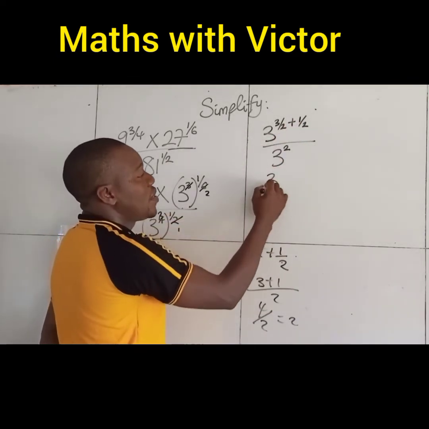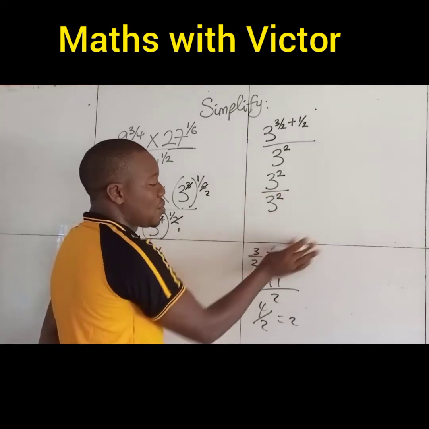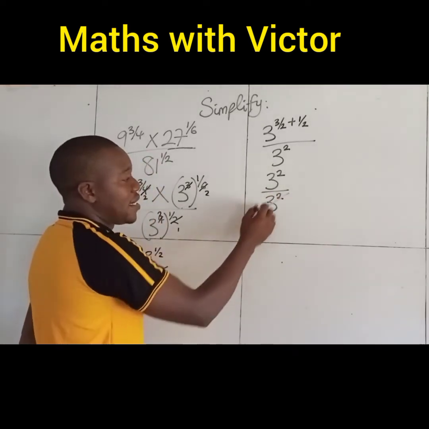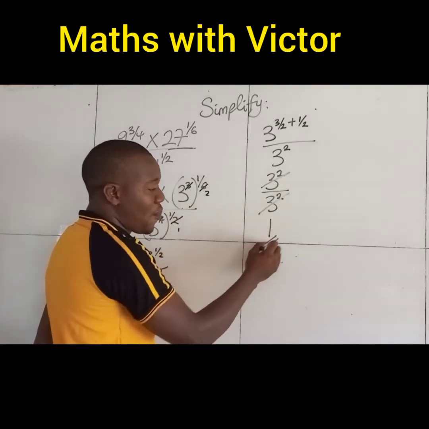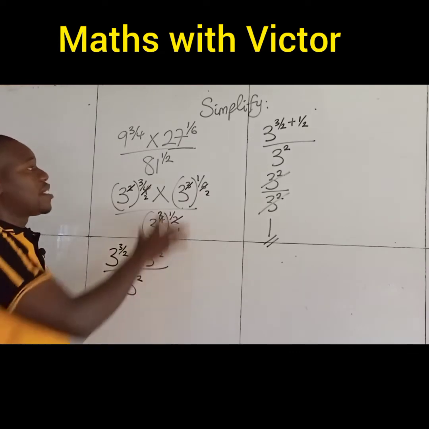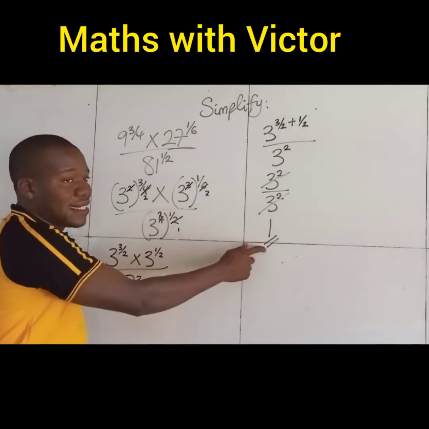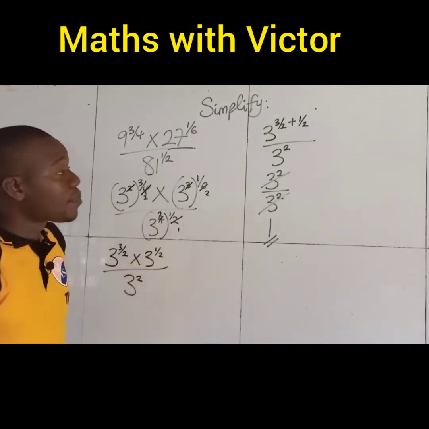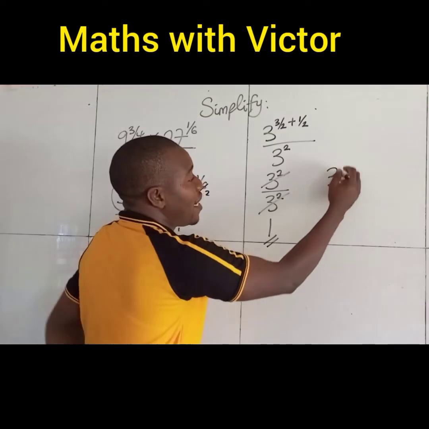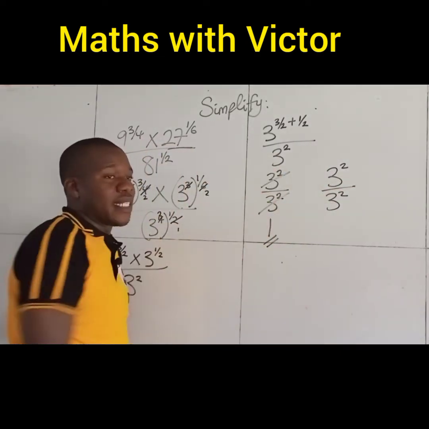So I have 3 raised to the power 2 over 3 raised to the power 2. An expression dividing the same expression. So this and this divide, and they give you 1 as the final answer. That means when we simplify this expression using the laws of indices, it gives the result 1. Of course, but from here, we can also apply our knowledge of indices instead of dividing straight.